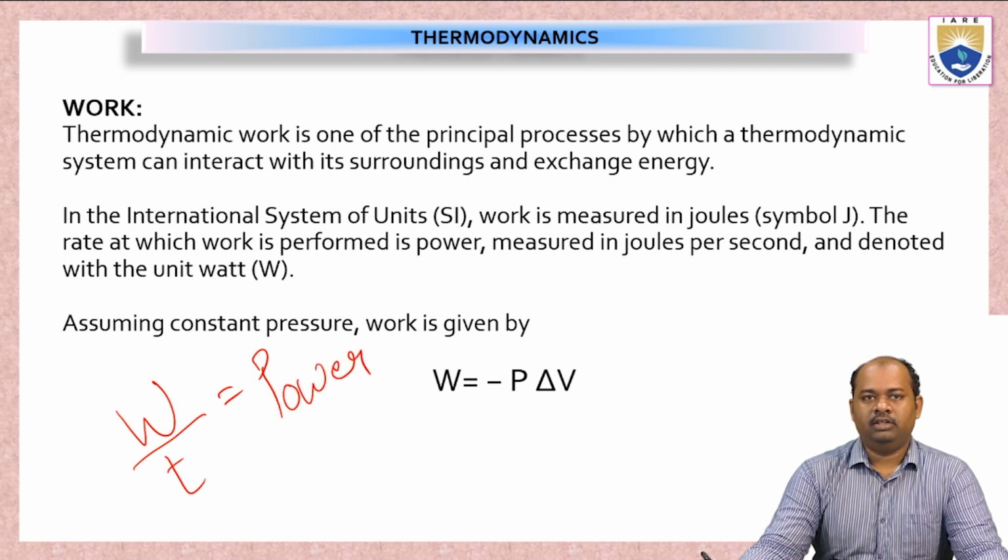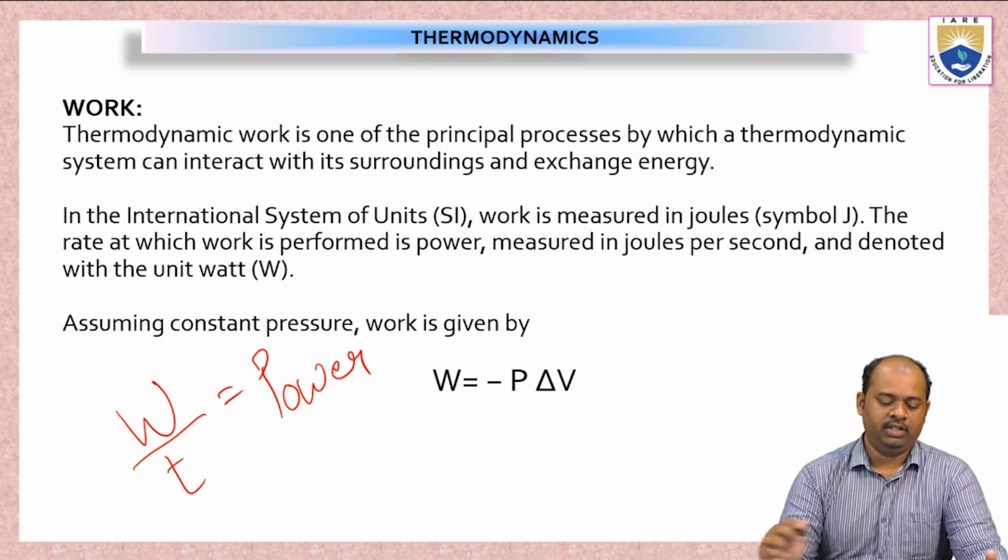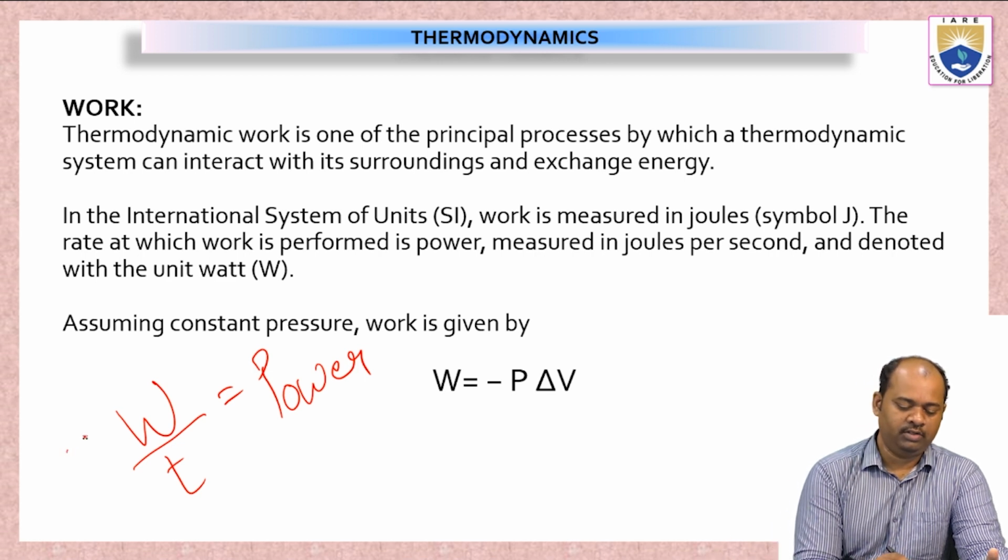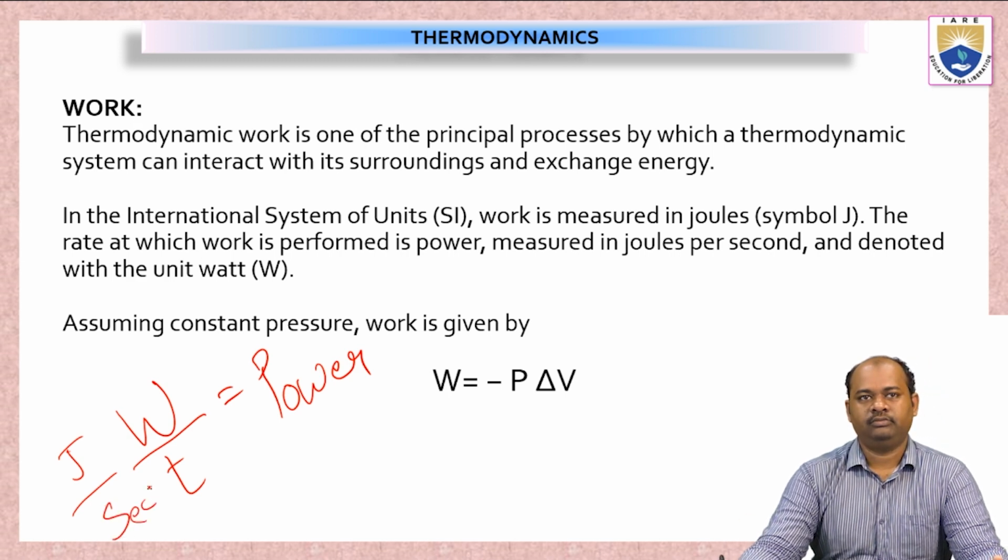The rate of work done is called power. Now, the units for power is joules per second. Simply, the unit for work is joule. Units for power is joules divided by seconds. So, this is the unit for power.